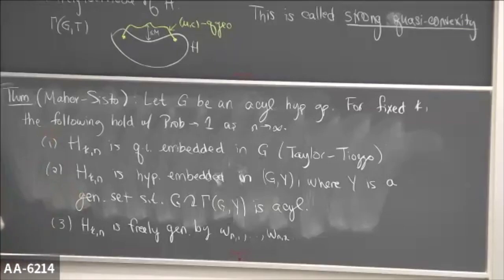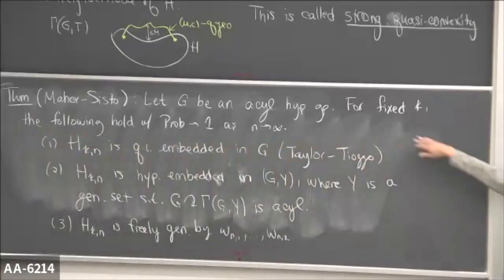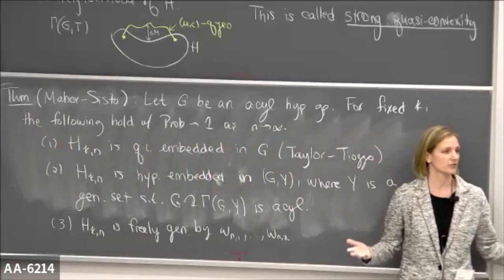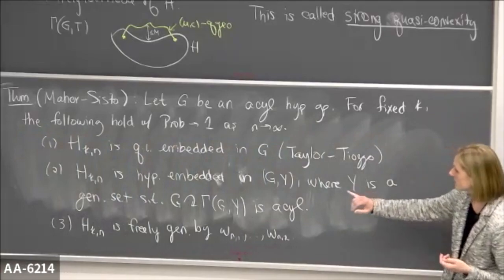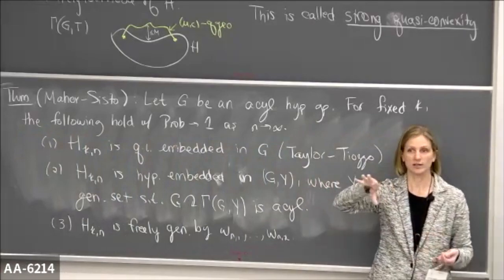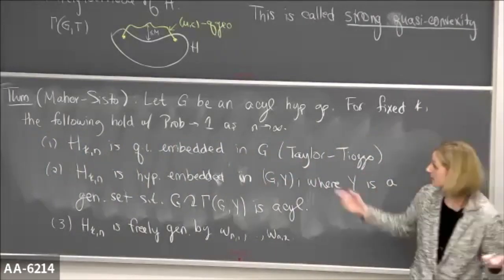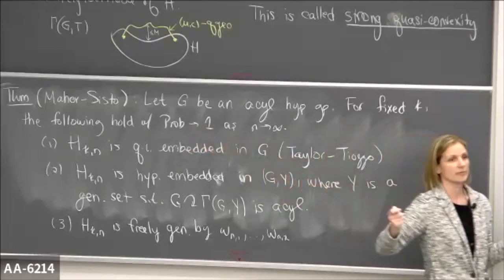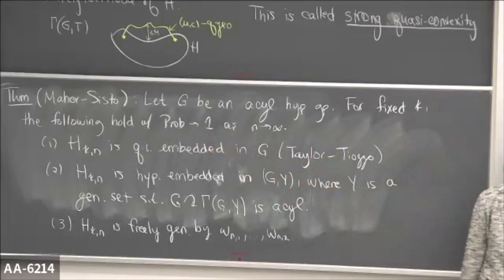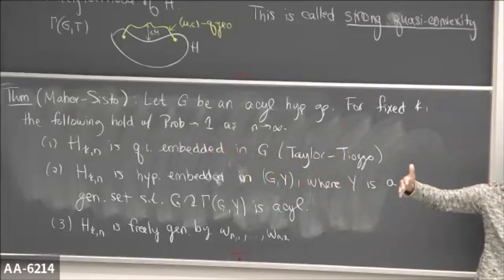The way a theorem like this is proven is that I have an acylindrically hyperbolic group, which means there's some non-elementary acylindrical action on a hyperbolic space. It turns out that if I take just one random walk, just W_n, not K of them, then asymptotically almost surely, with probability approaching 1 as n approaches infinity, that element is going to be a loxodromic isometry in that action. And in fact, it's going to be a loxodromic isometry whose translation length grows as n grows.